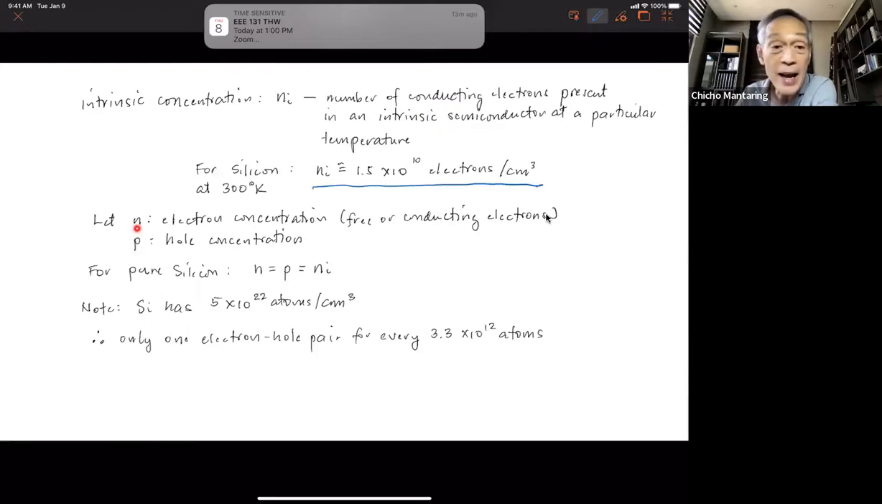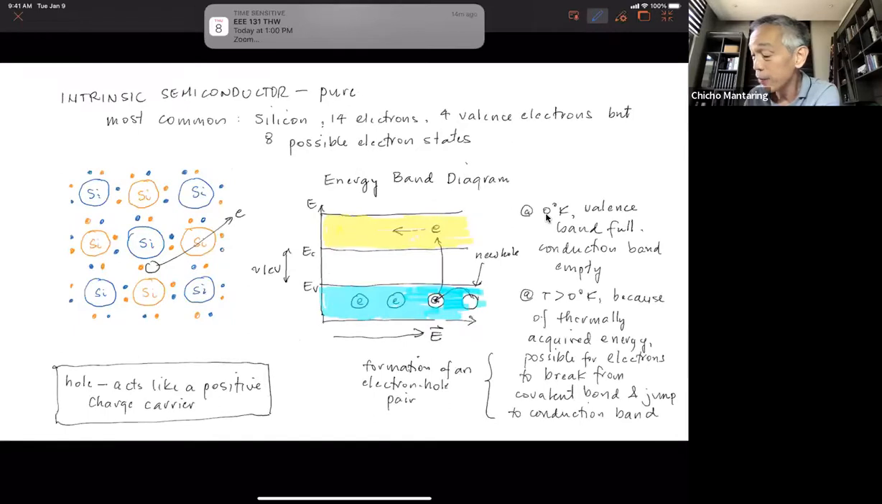Now, if we say N is our electron concentration, by the way, whenever I say electron concentration, it is implied that these are free electrons or conducting electrons. We do not include here the bound electrons in the valence band. So if N is my electron concentration and P is my hole concentration, then for pure silicon, N will be equal to P because every time you create a free electron, you also create a hole. Remember what I said here? You always form an electron-hole pair. When you have an electron that is promoted to the conduction band, automatically you get a hole here.